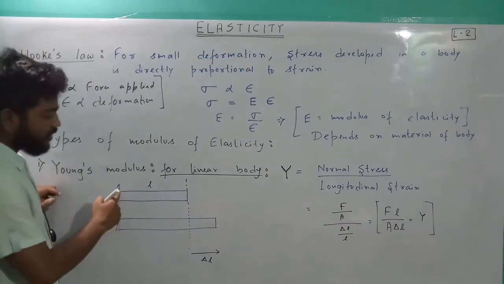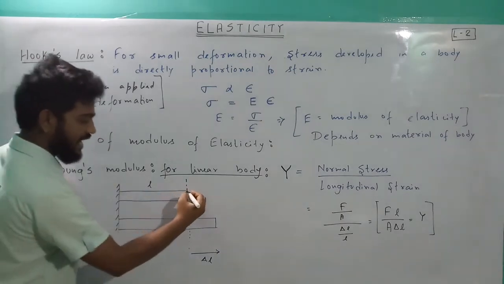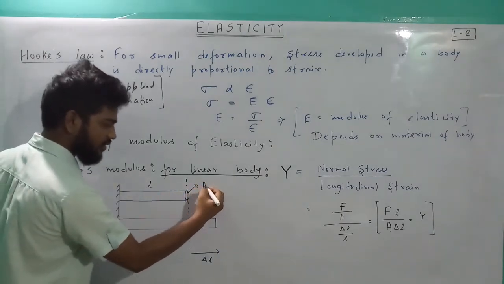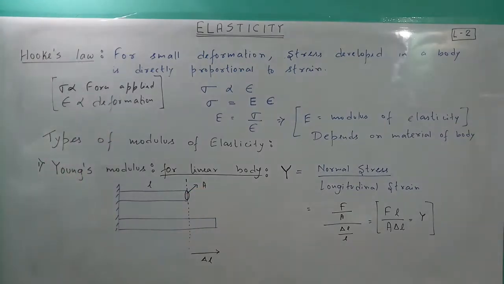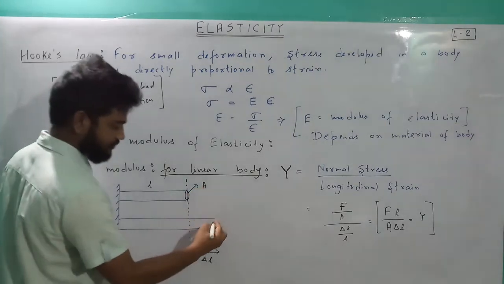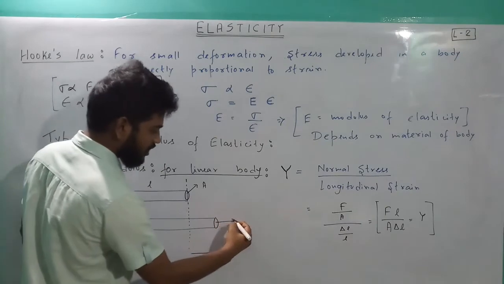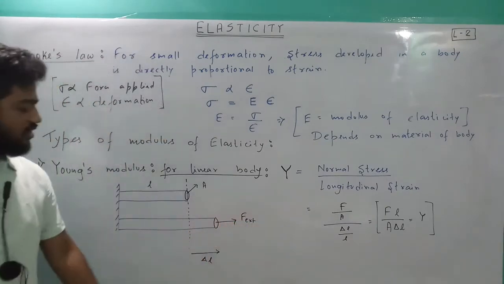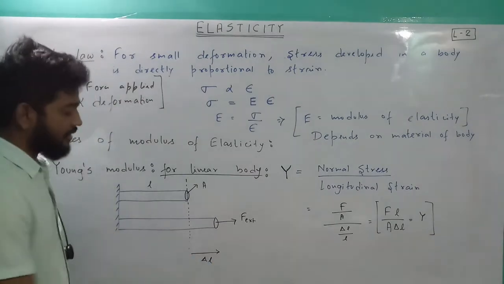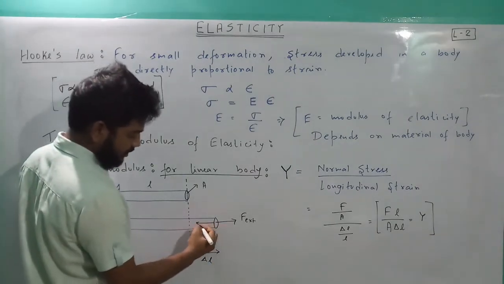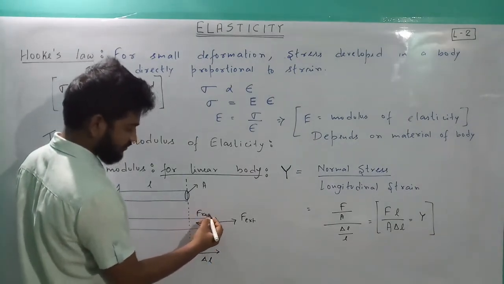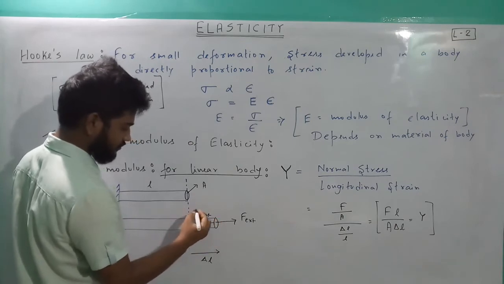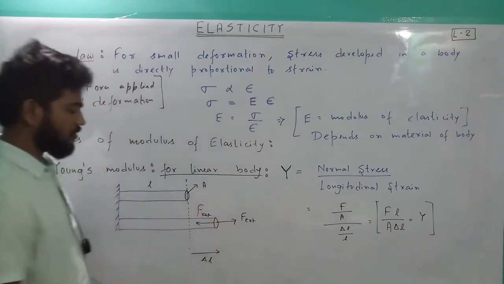So we have a body of length L having area of cross section A. I hope you understand what area of cross section is. Area of cross section is A. Now when I pull it with some external force, obviously its length will extend by an amount delta L. And there will be a restoring force developed in this.